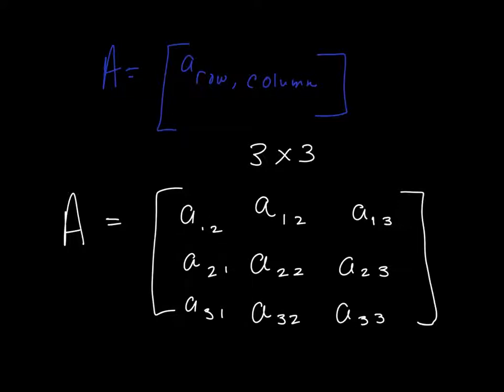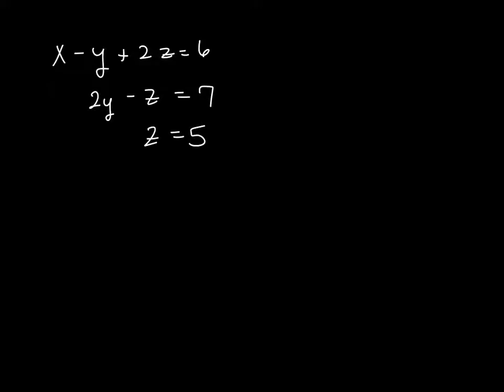Now, if we go back to what we talked about before, as far as we're going to use this to solve systems of equations, let's look at x minus y plus 2z is equal to 6, 2y minus z is equal to 7, and z is equal to 5. We have several different ways we can write this. First, we can start with the coefficient matrix.